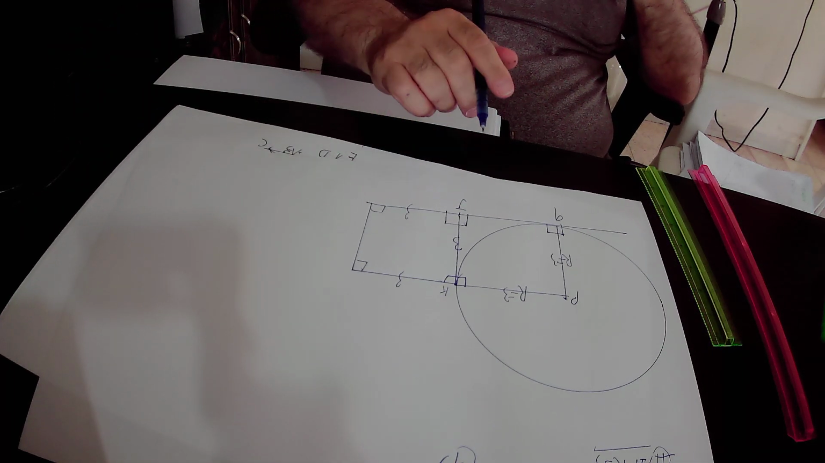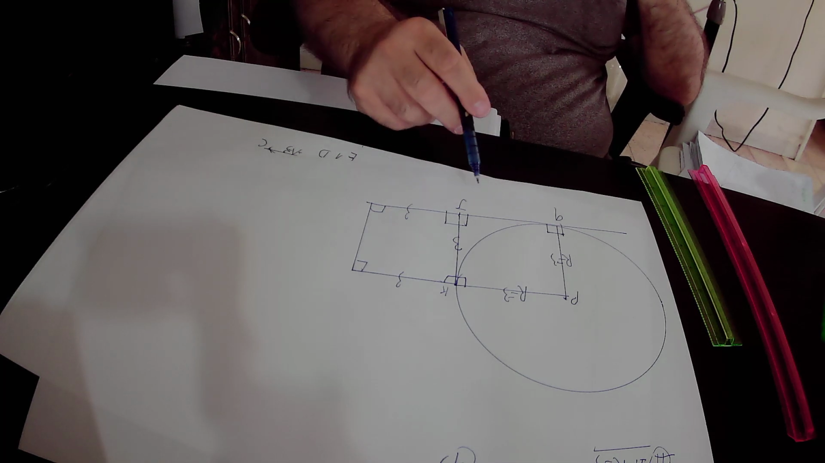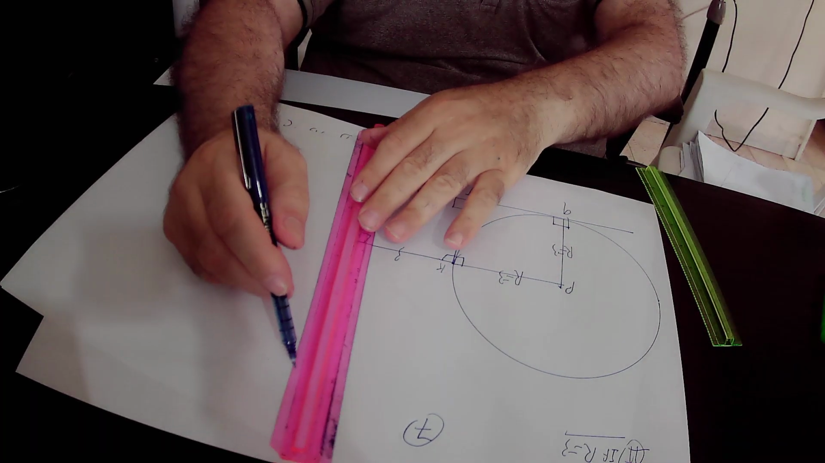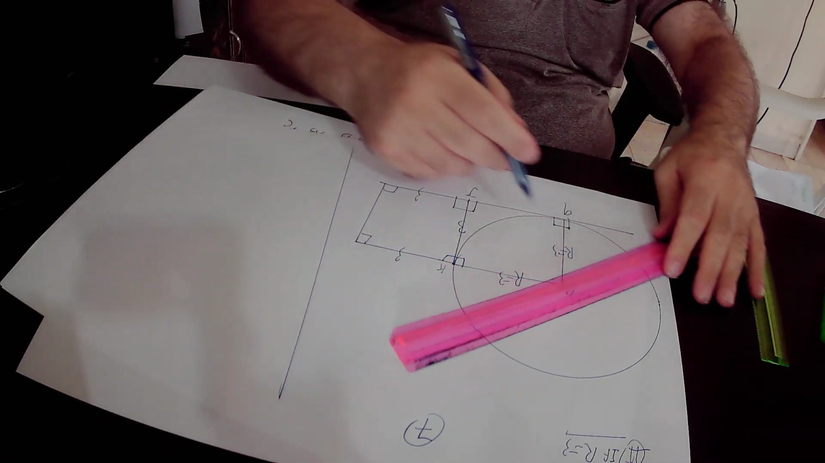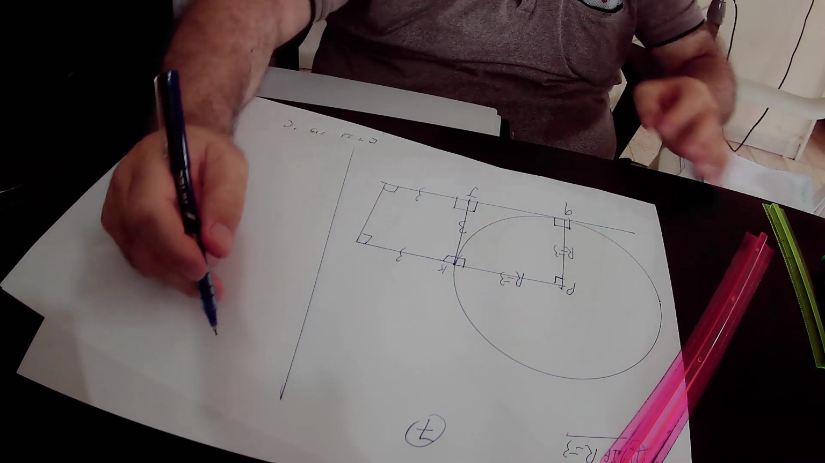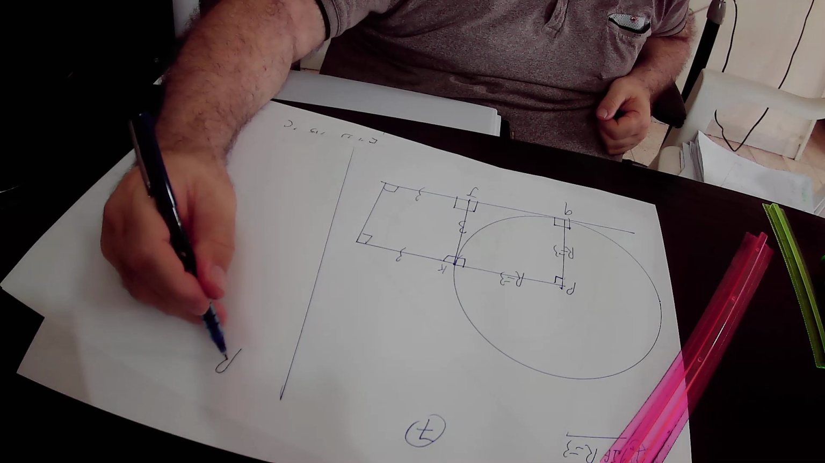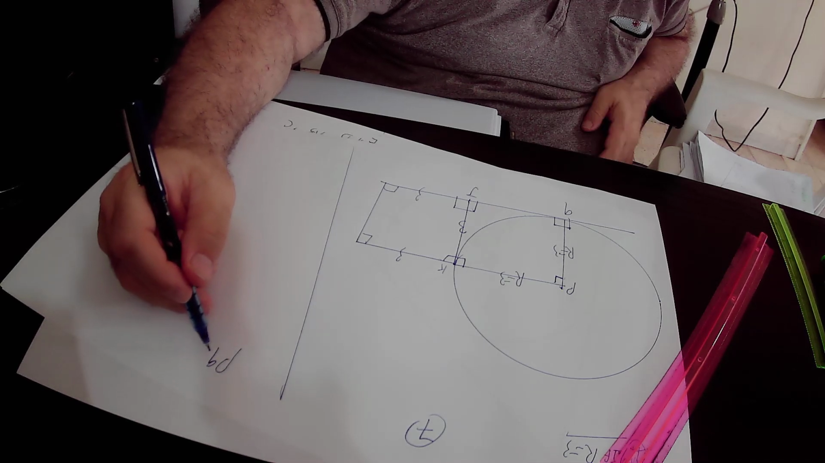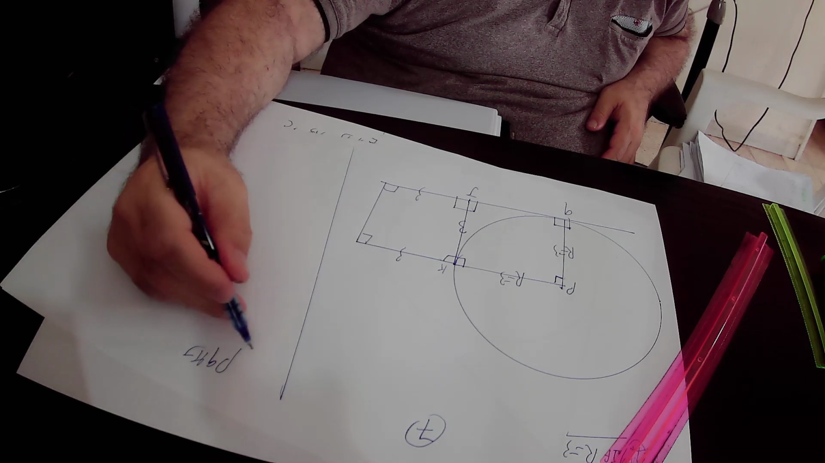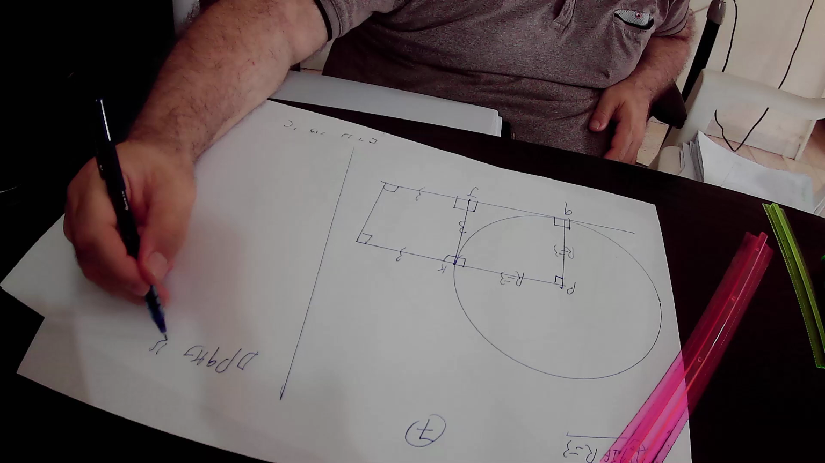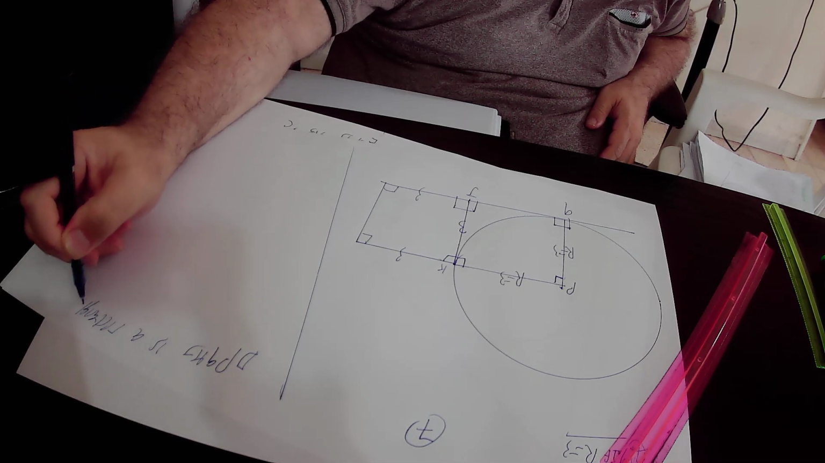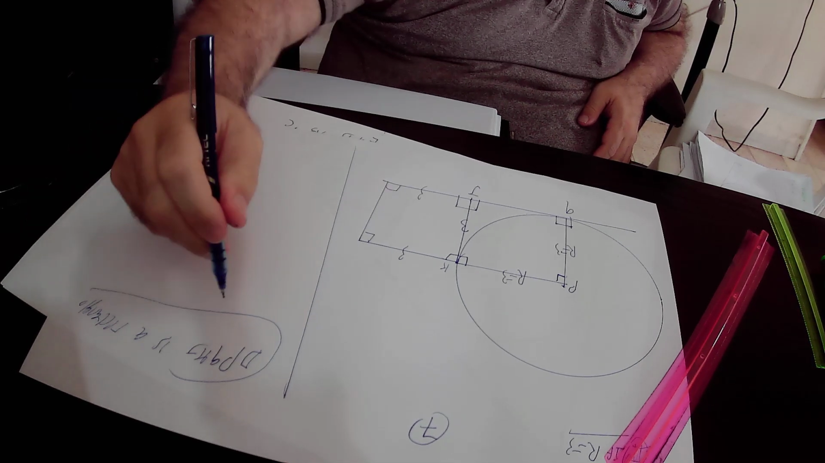So inside quadrilateral PKQJ we have 1, 2, 3 right angles. Therefore, the fourth angle must also equal 90 degrees. Therefore, quadrilateral PKQJ is a rectangle. Why? Because it has 4 right angles. And we know that the opposite sides of a rectangle are equal to each other.